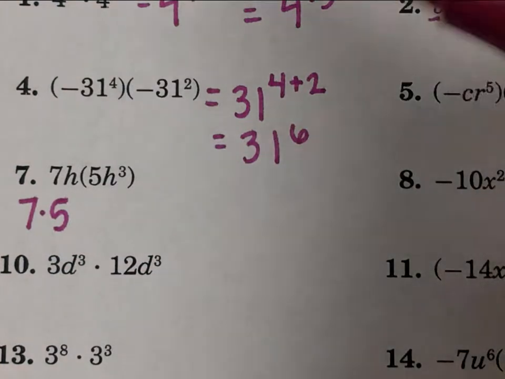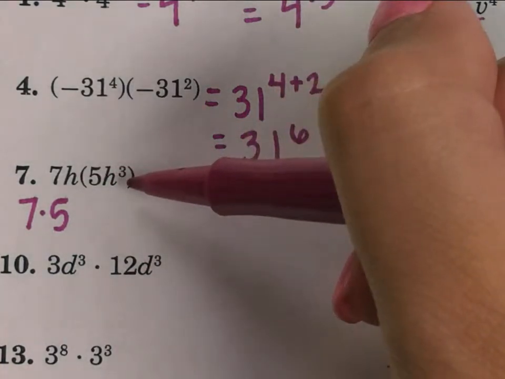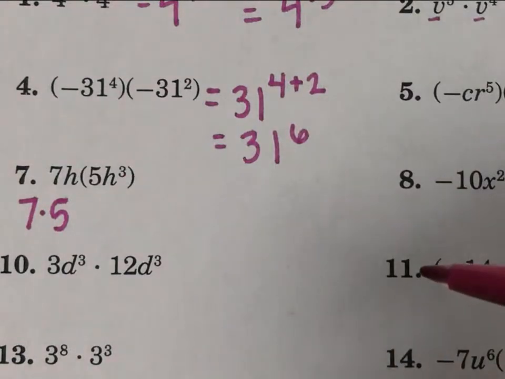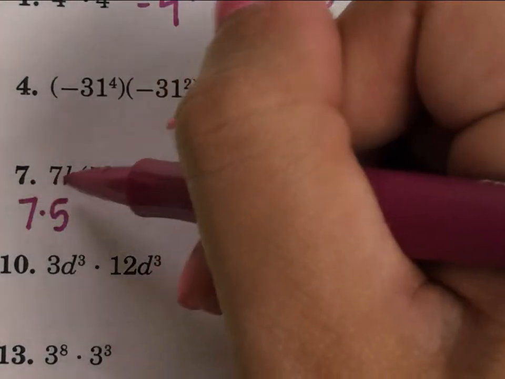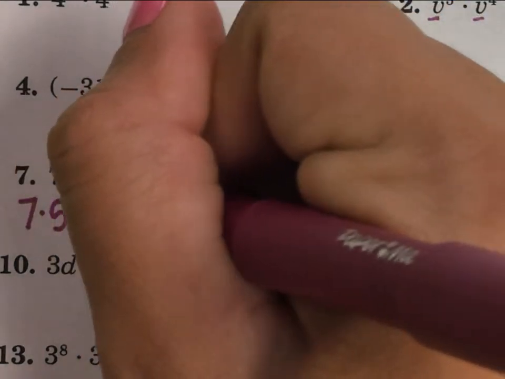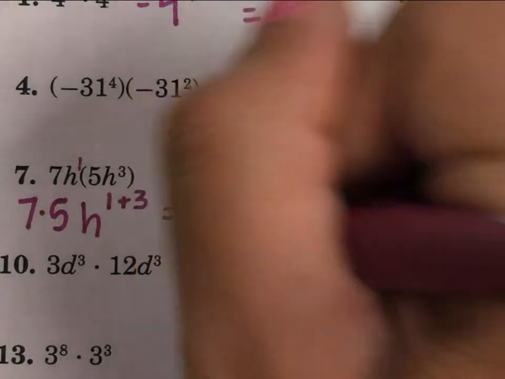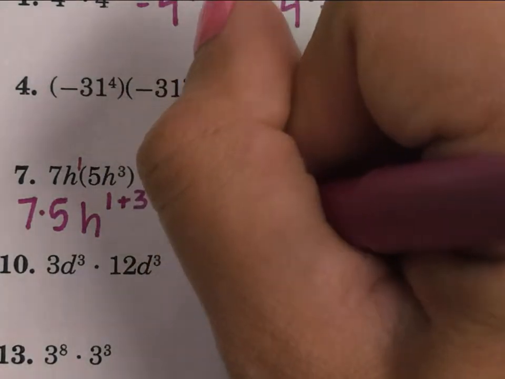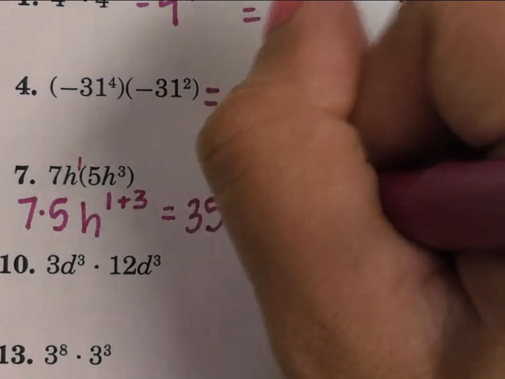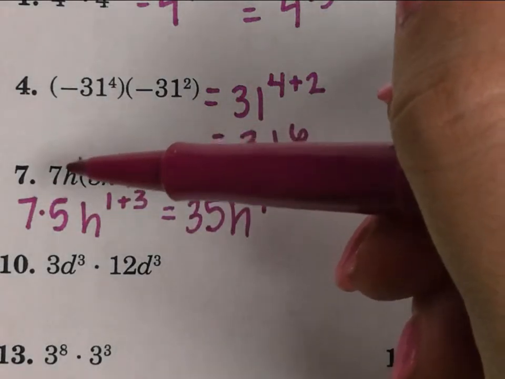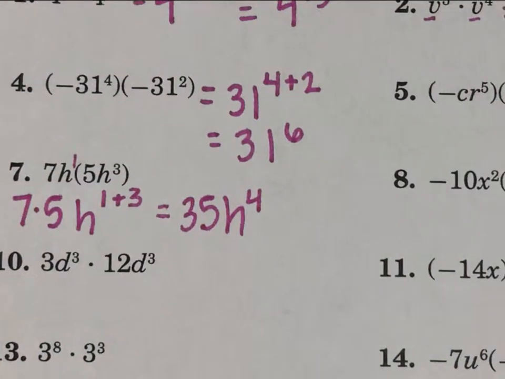So I've got an h and an h to the 3rd. So what does that mean? H to the 4th, right? Because this h has an exponent of 1. So that means I've got h to the 1 plus 3. So what's 7 times 5? So I have 35h to the 4th. Don't assume that there's a 0 up there. That should be a 1. Okay.